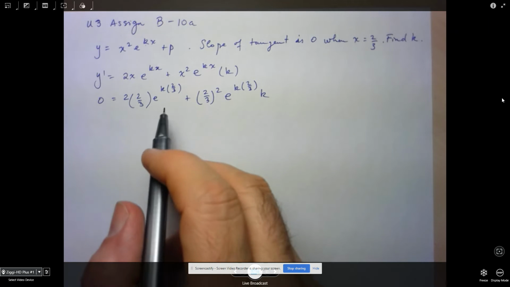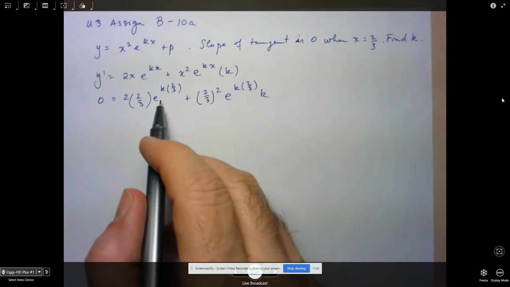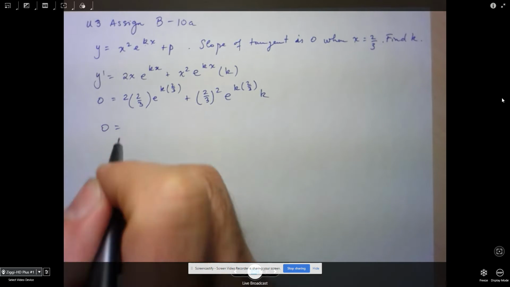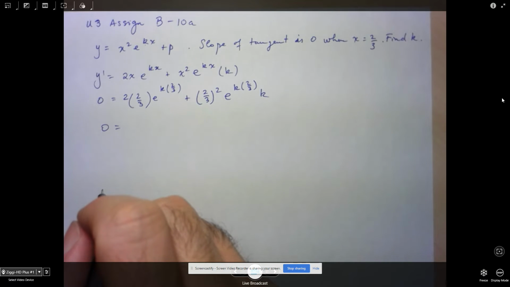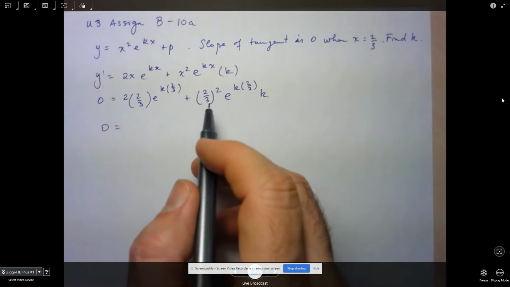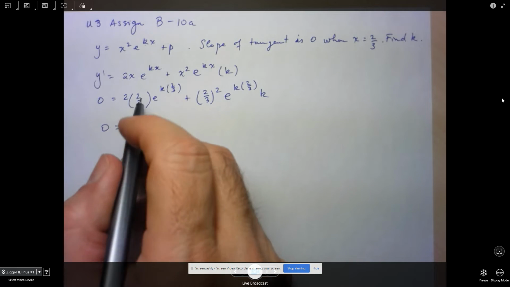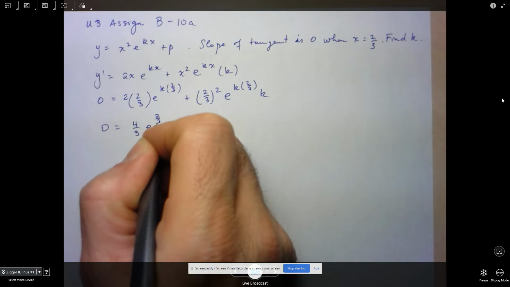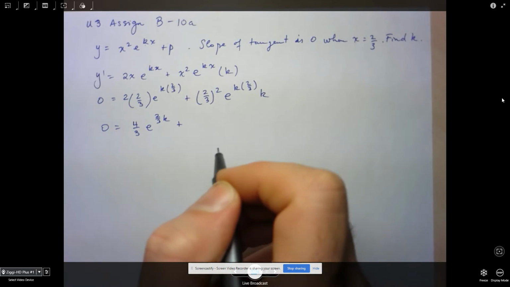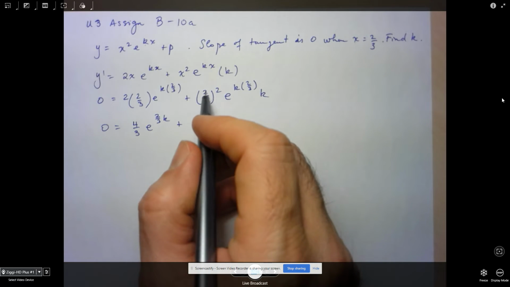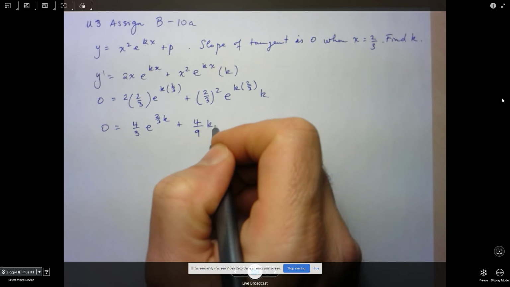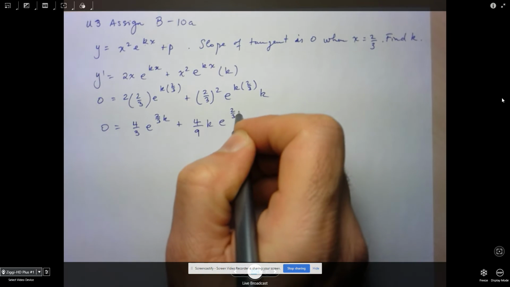First thing I'm going to do is I see that there's a common factor of e to the 2/3 k, so I'll take that out. I also see some other common factors. So let me simplify it first, and write it out just to make sure I don't make a mistake. Here we've got 4/3 e to the 2/3 k plus, and here we have 4/9 times k times e to the 2/3 k.